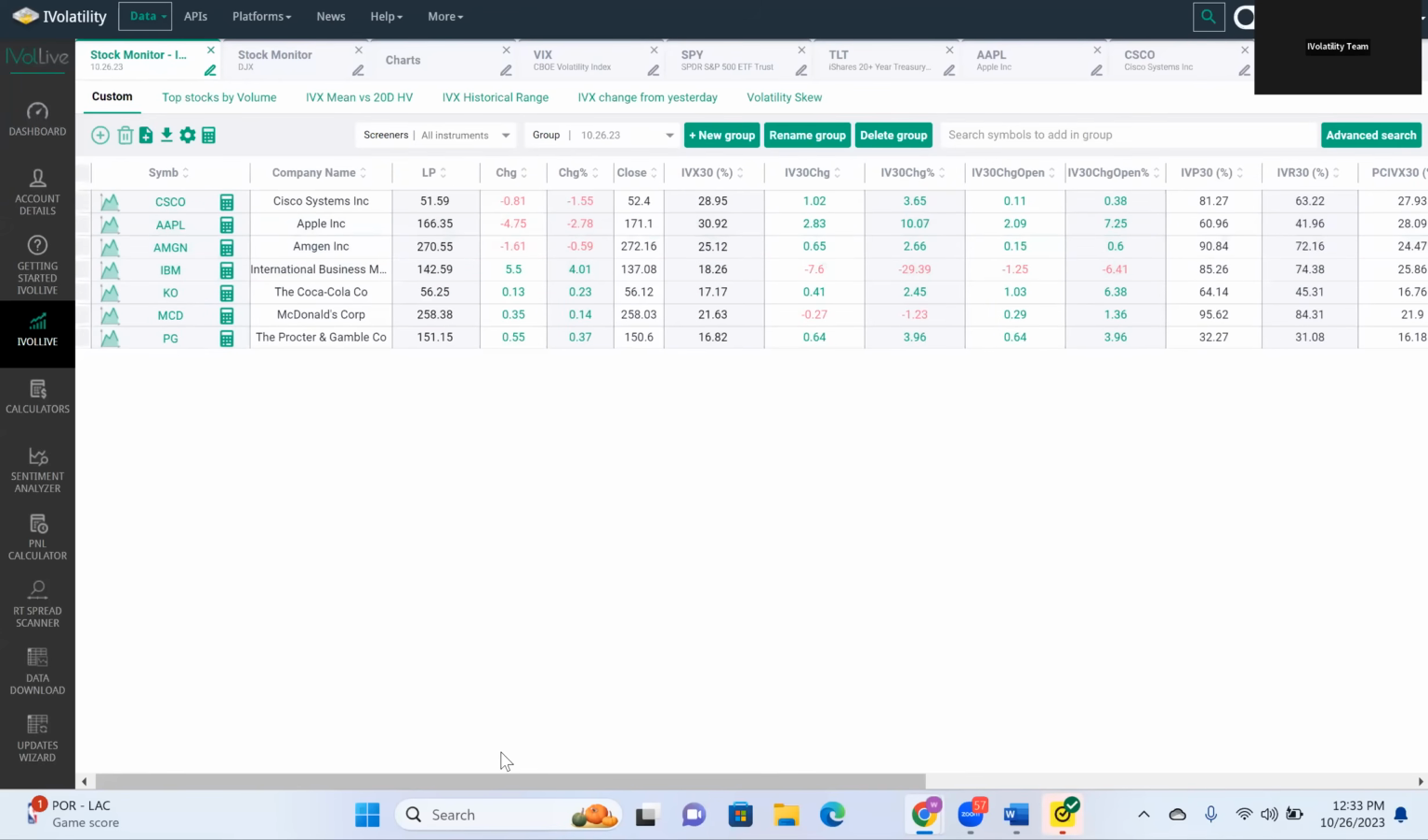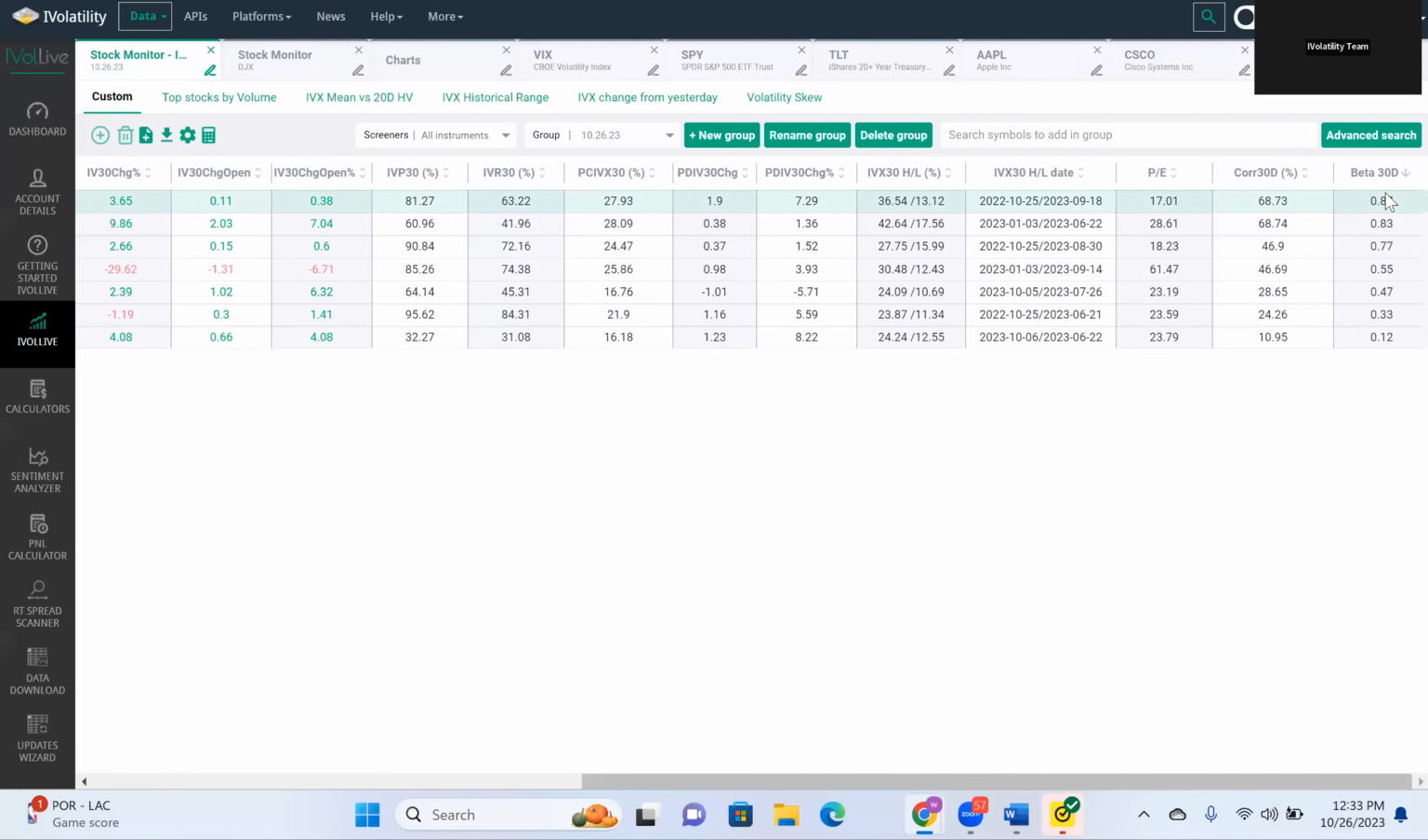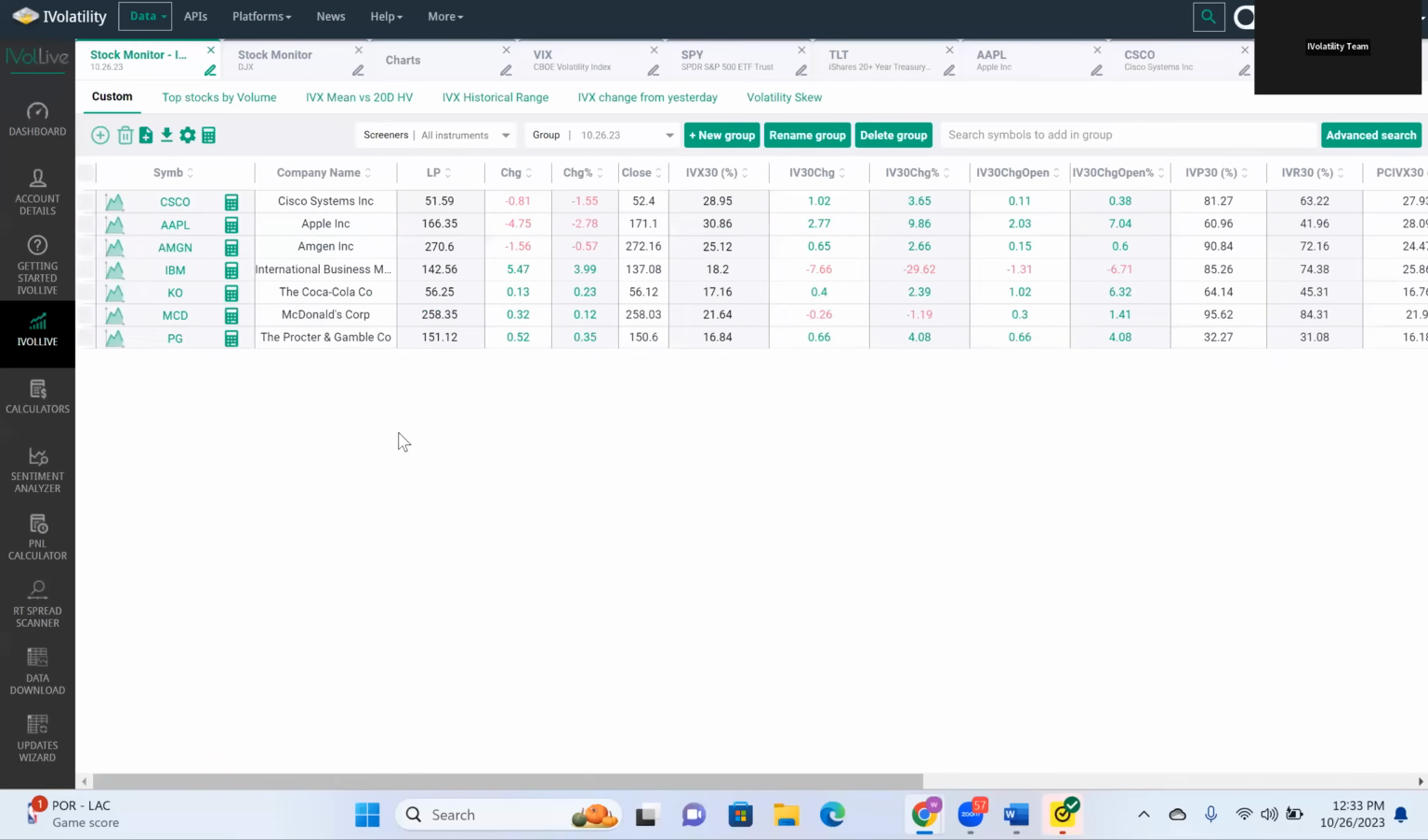And we see that Cisco, Apple, and Amgen have the highest beta. On the other hand, we have our very own Procter & Gamble with the lowest beta. So this is how we would filter for it. You can see it gives us a very granular view of IVX30.